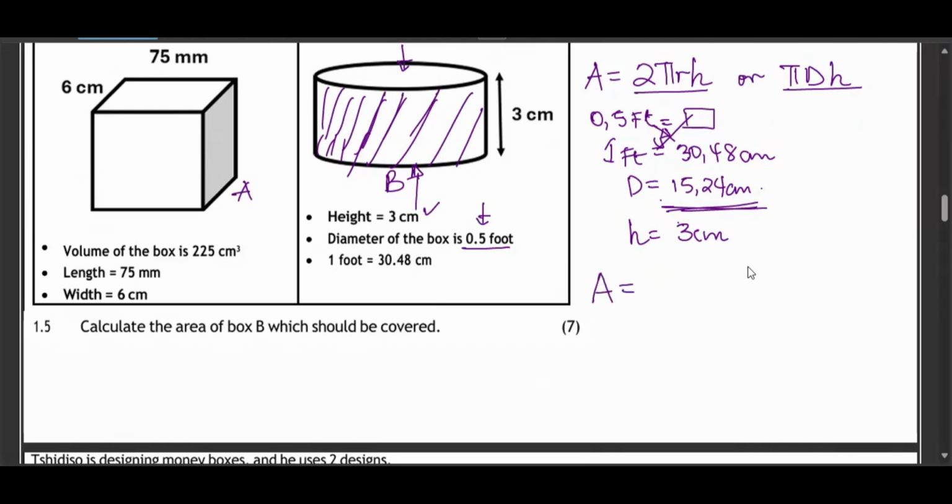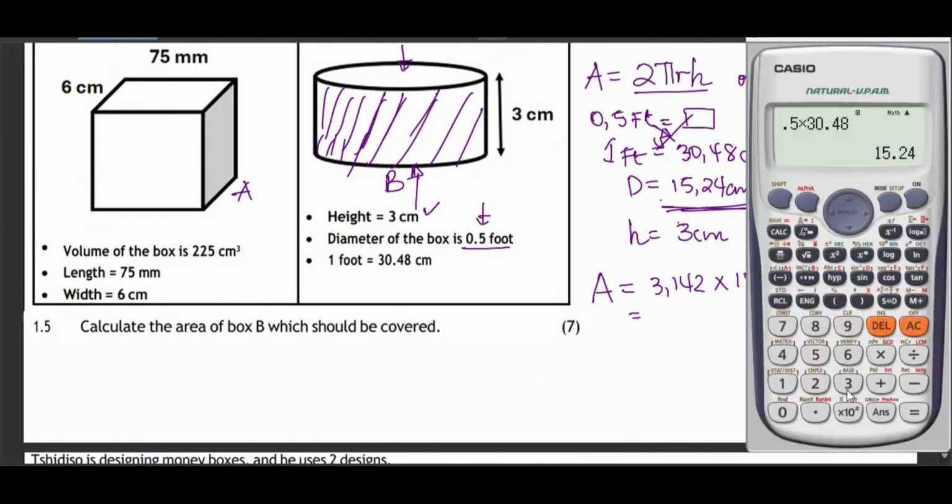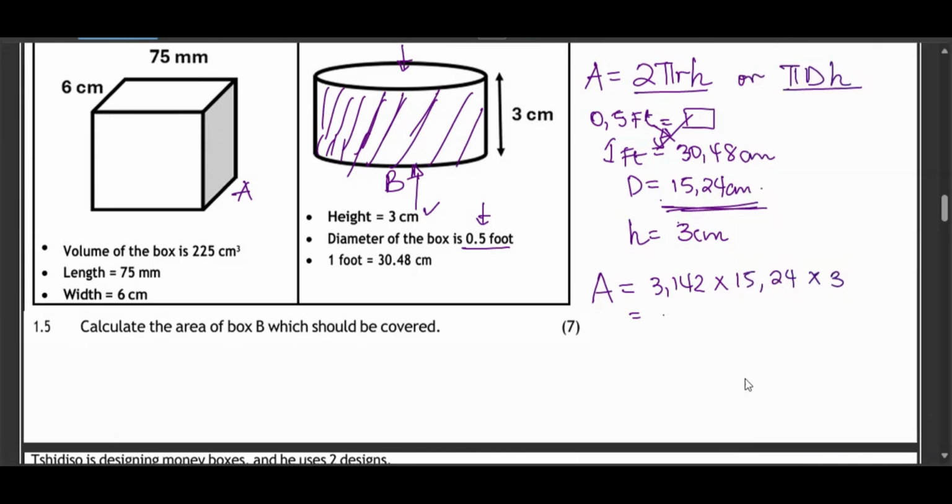So the area to be covered now is going to be 3.142 times 15.24 times 3. Calculator. 3.142 times 15.24 times my height, which is 3. I have my answer as 143.65.